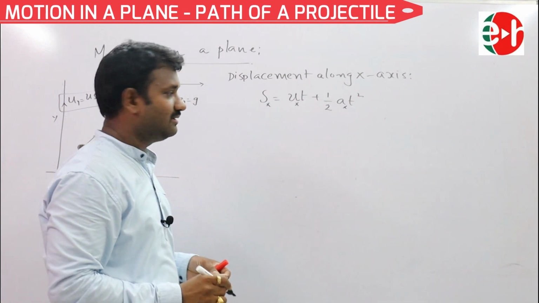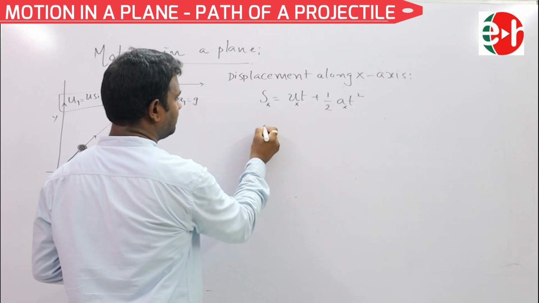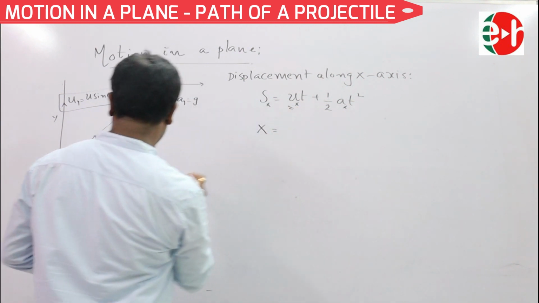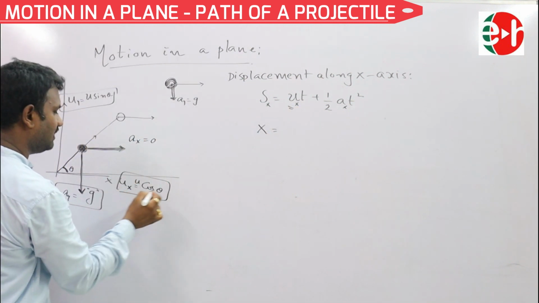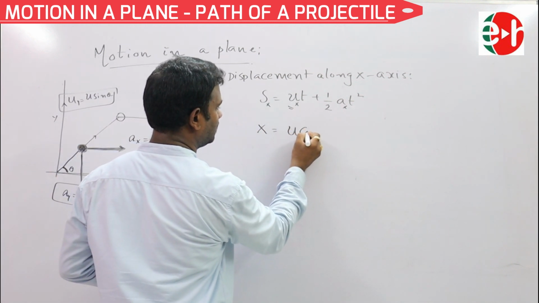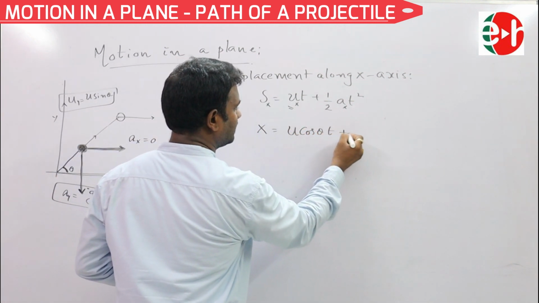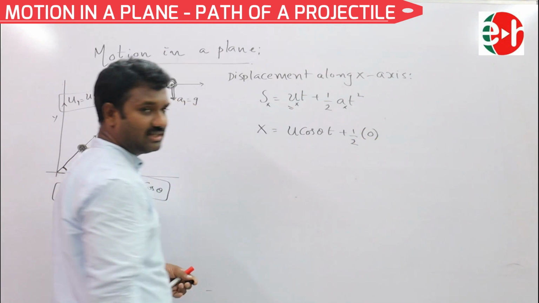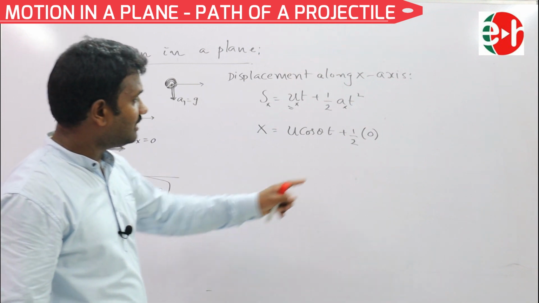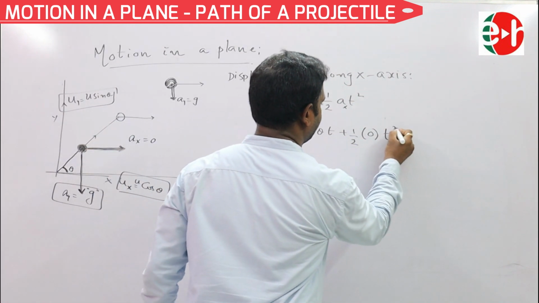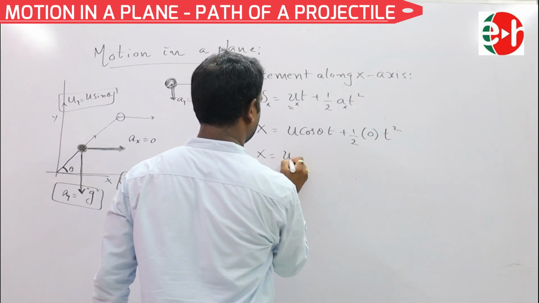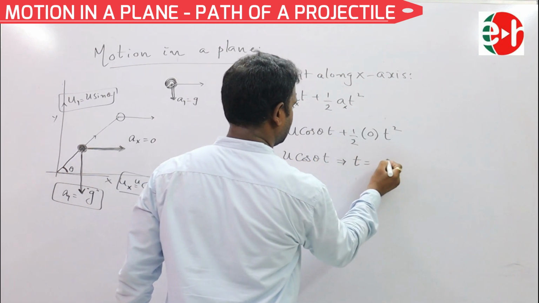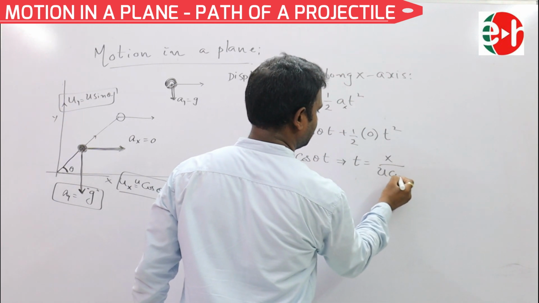x half a_x t square. Now, if I assume that the displacement along x-axis s_x is equal to, I am going to write x. What is my u_x? u_x equal to u cos theta. u cos theta into t plus half. What is my a_x? Acceleration along x-axis we have studied. Acceleration along x-axis equal to how much? 0 into t square. That implies x is equal to how much? u cos theta into t. Hence I can write that t is equal to x by u cos theta.